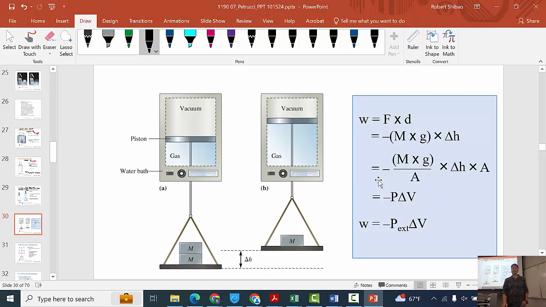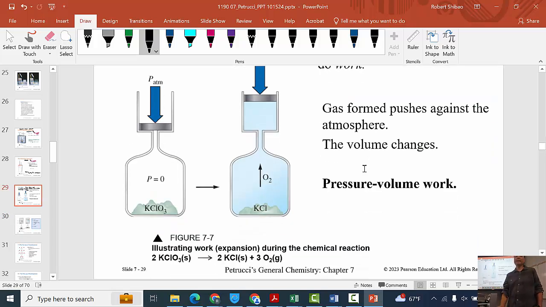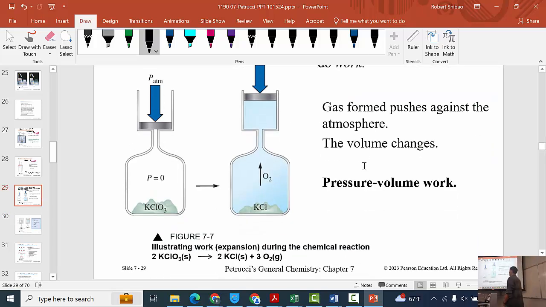So going back to this slide here, we can figure out, okay, let's say we blew up a 1 liter balloon against the pressure of 1 atmosphere. So I'm just going to say, let's say the volume of expansion here is 1 liter.